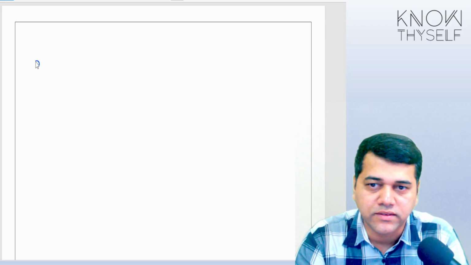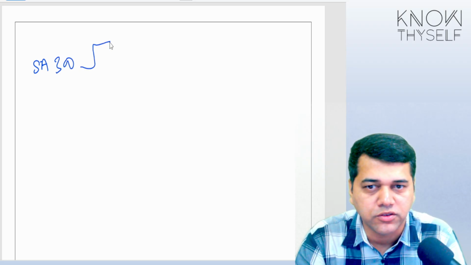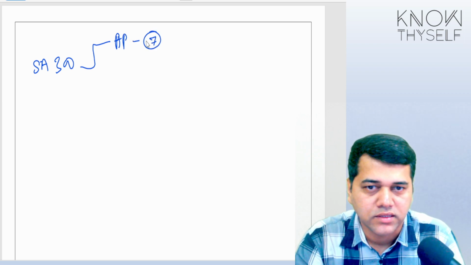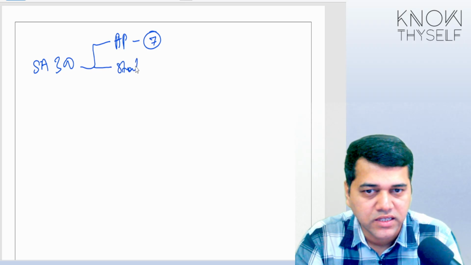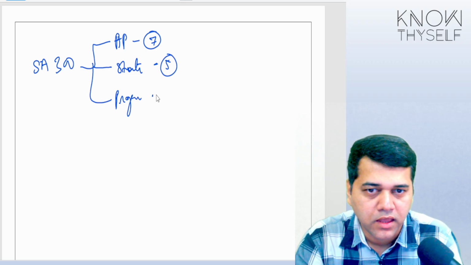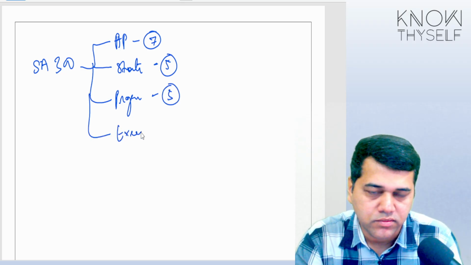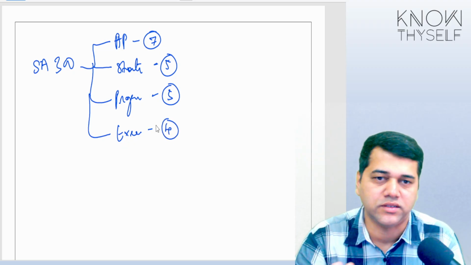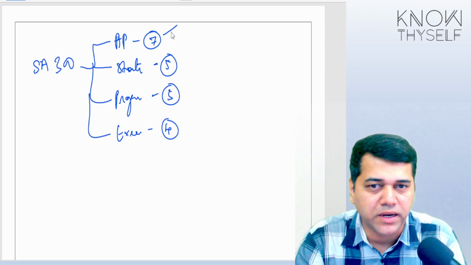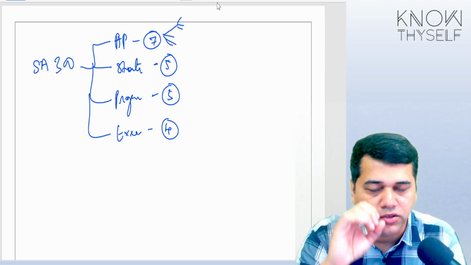So we started with SA 300. When you talk about SA 300, four things you should remember: audit plan, 7 concepts; strategy, 5 concepts; program, 3 concepts; execution, 4 concepts. That's it. Now this may get expanded. So yes, in your brain you have this.